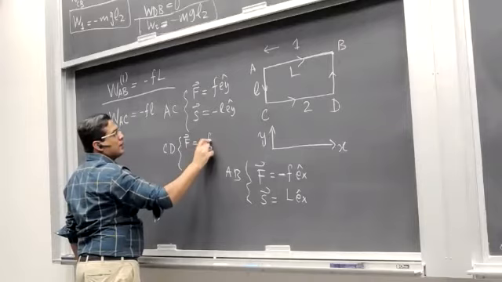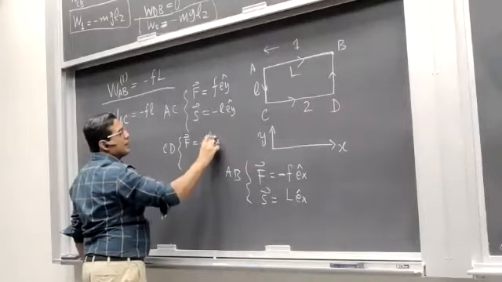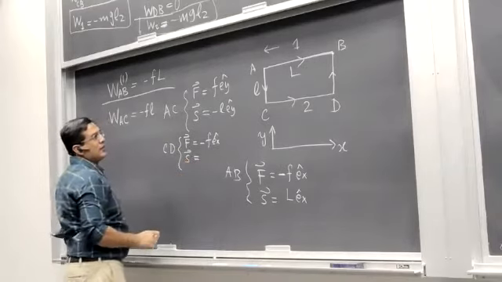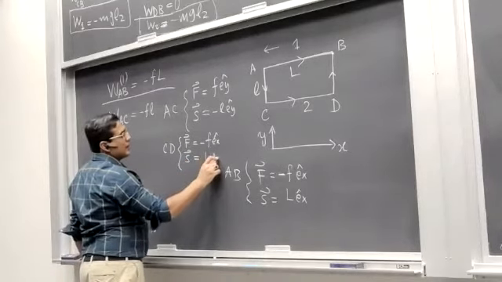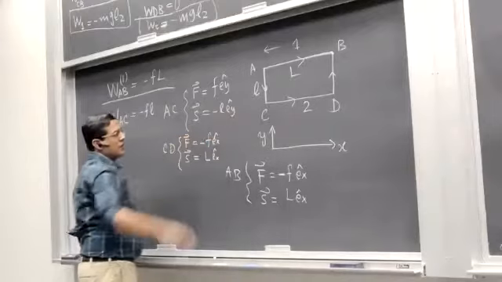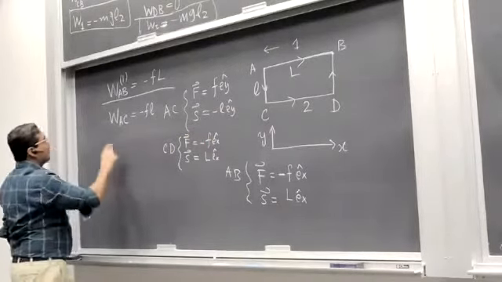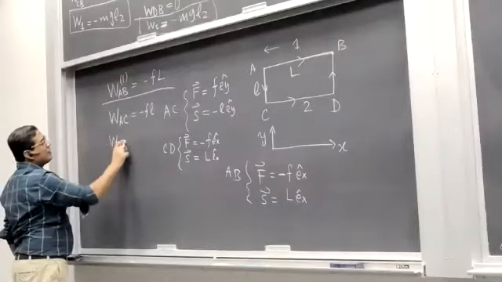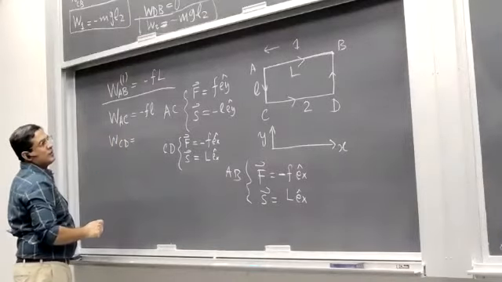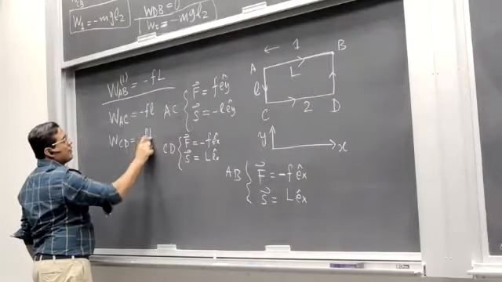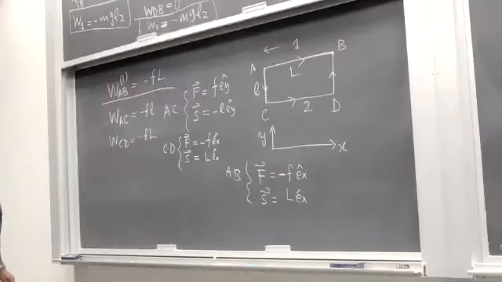Negative F, and what is S? L. L in the x direction, right? Because you're moving along the positive axis. So the work done from C to D is now negative FL, negative F times capital L, all right?